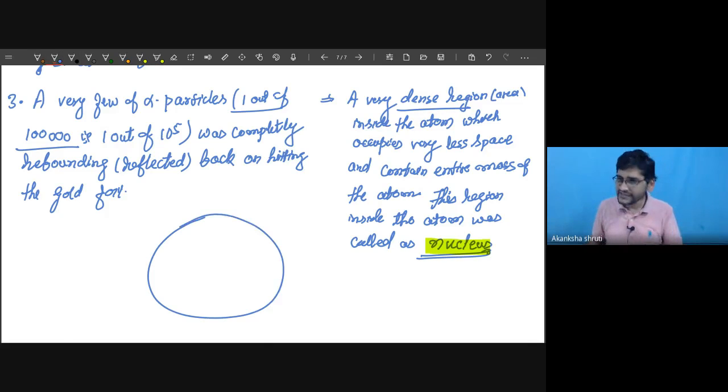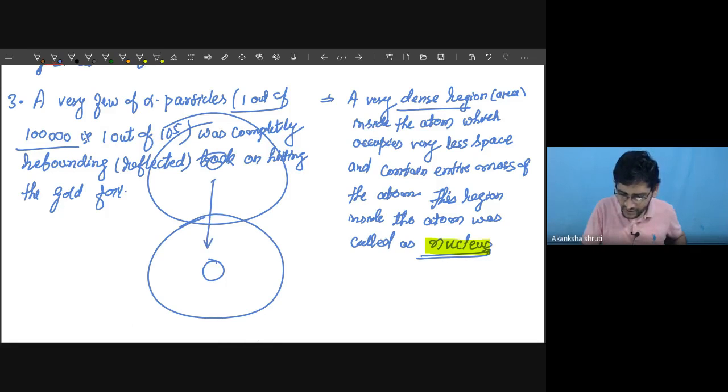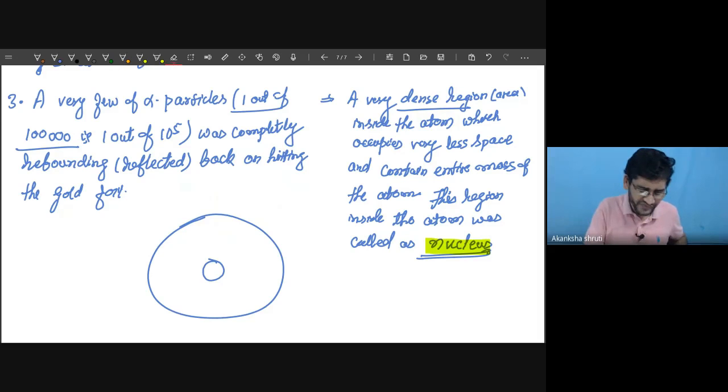If we consider this is the atom, entire volume occupied by the atom, then inside this atom, at the center itself. Why center? Because the other atom was placed here and it was observed that in between there was no deflection. So that's why it was concluded that this highly dense region is at the center. So this center has very high mass or high density. So this is the denser region. So this denser region was called the nucleus.